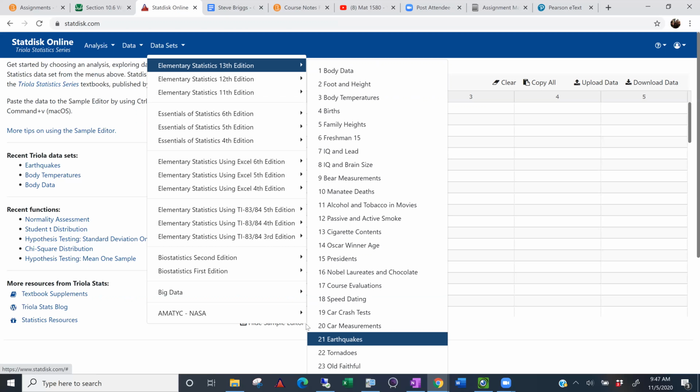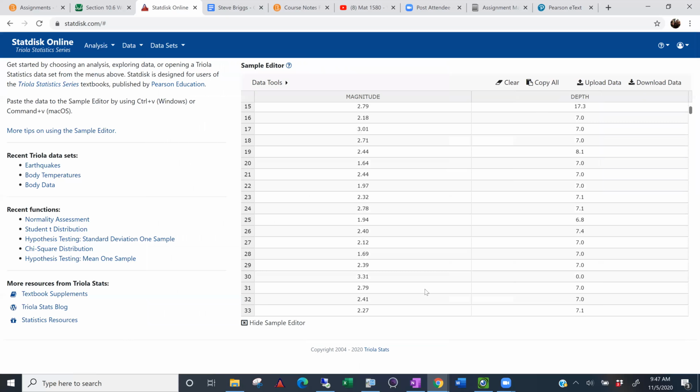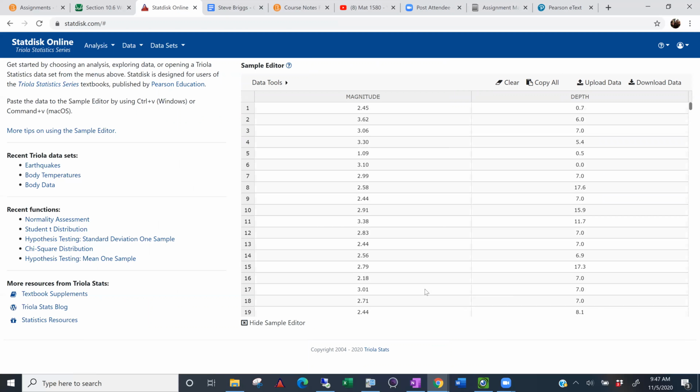Data, 13th edition, and then Data Set 21, earthquakes. All right, so let me do that. And bam, it puts everything in there for us, which is wonderful. And our sample size is certainly greater than 30. So at least we've satisfied some of our assumptions. We can't really talk about the simple random sample part, but we'll deal with that.